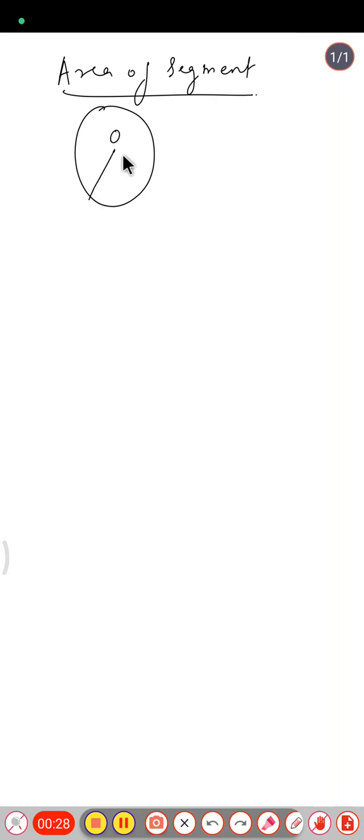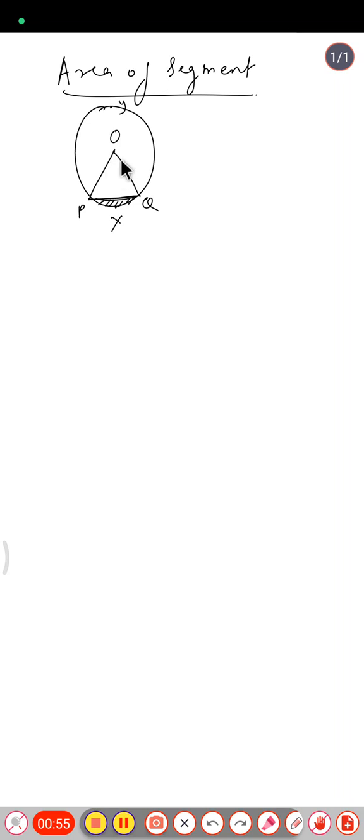We are taking P here and Q here, right. So here it's a chord PQ, right. Here it's a point X and here is point Y, right. So we have to find out this region, the area of this region.